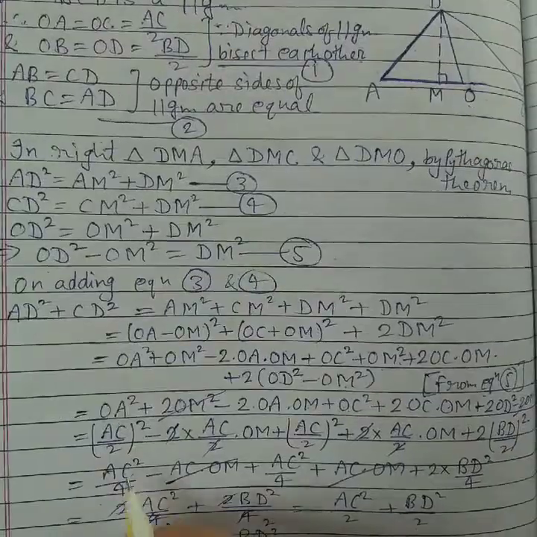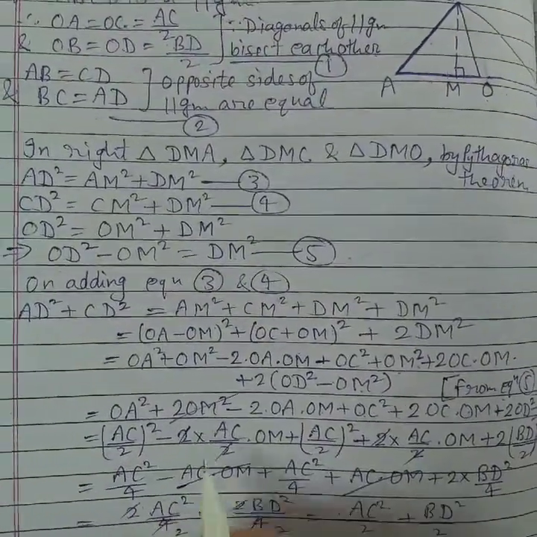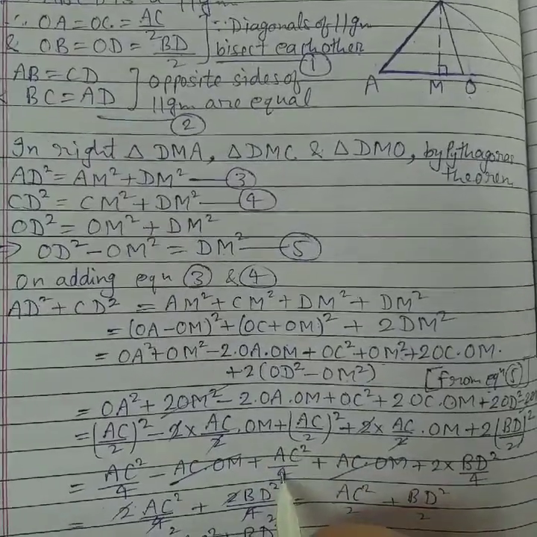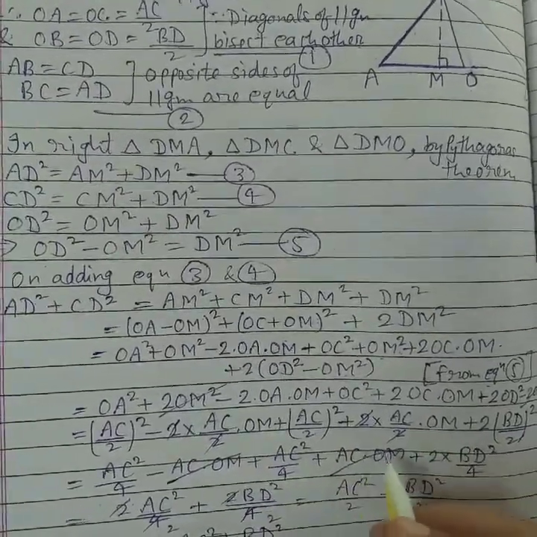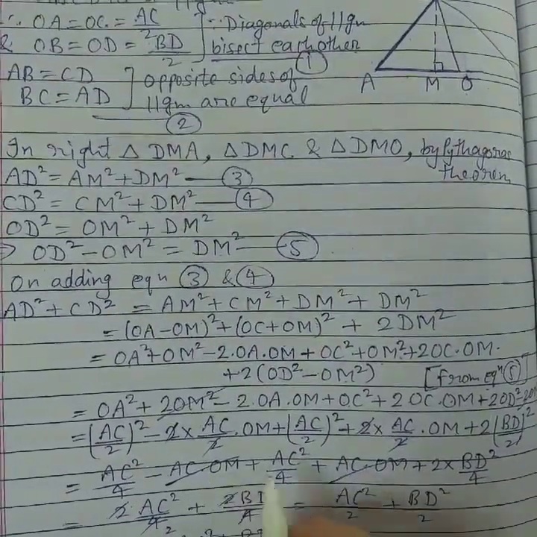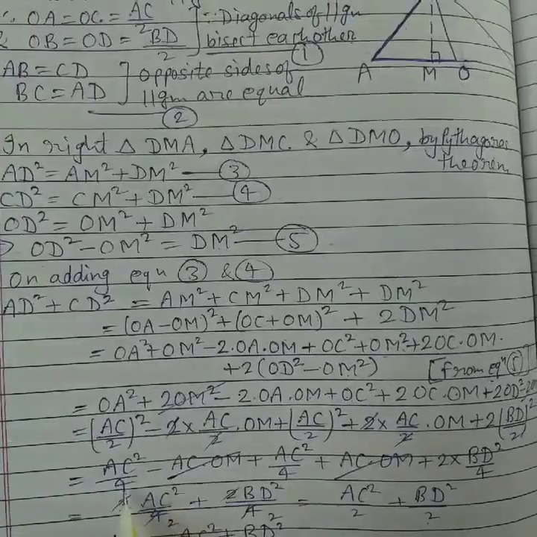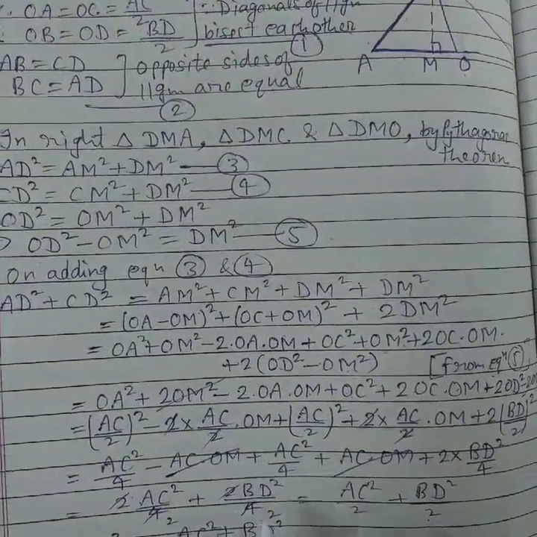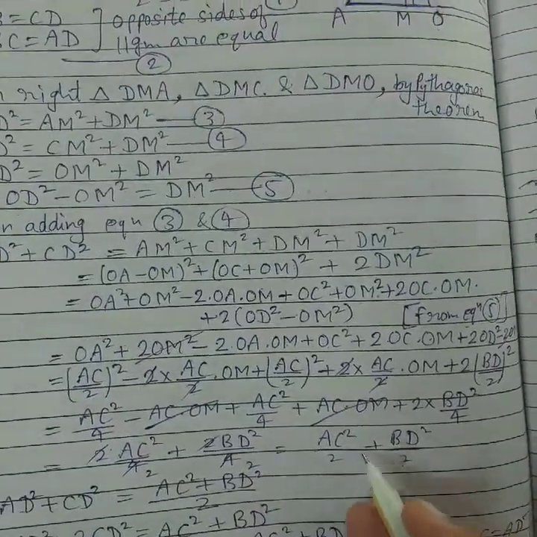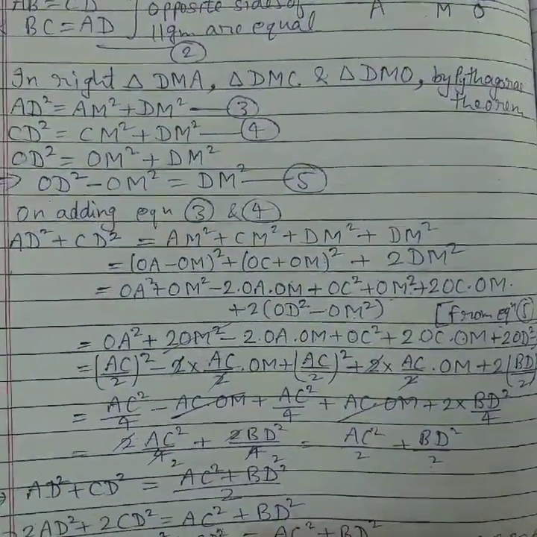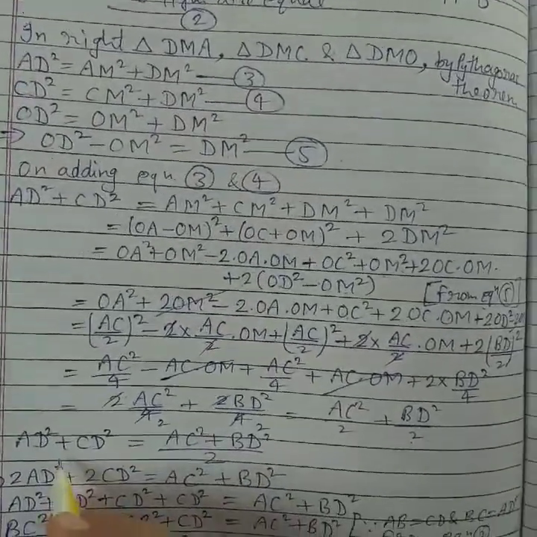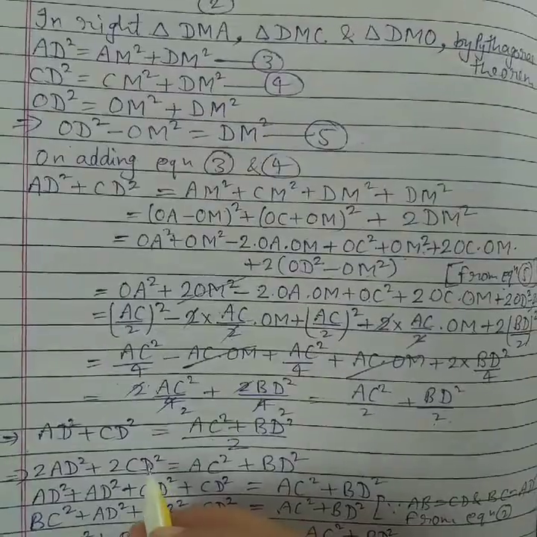Now solve this. AC square upon 2 square is 4, minus 2 cancel, so it is minus AC into OM, plus AC square upon 4 again, plus 2 cancel, so it is AC into OM, and plus 2 BD square upon 4. Now here AC into OM is cancelled. Now we took LCM, 4 LCM, so 2 AC square upon 4 plus 2 BD square upon 4, 2 cancelled, so 2 AC square upon 2 plus BD square upon 2. Now took LCM, so it is AC square plus BD square, 2 transferred to the LHS in multiplication, so it is 2AD square plus 2CD square.